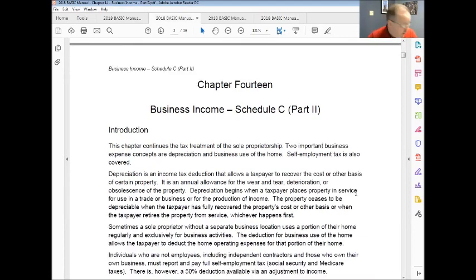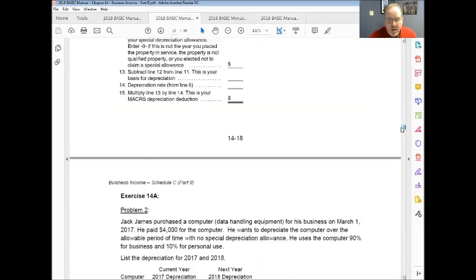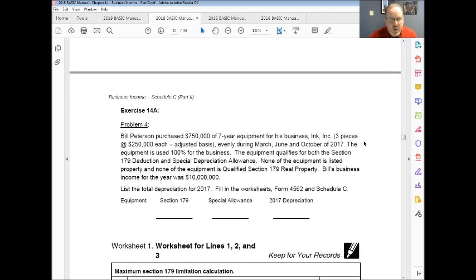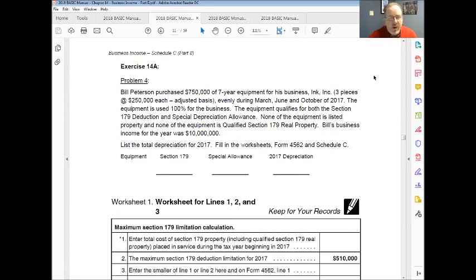Okay. The one that I'm looking at here is part of that 14A problem that we had. It starts out on page 1418, but the one I want to take a look at is the one on page 1421. This one was kind of unique because it had us do some special depreciation, and we also had a section 179 on some property that was bought by our friend here, Mr. Bill Peterson. He purchased $750,000 of 7-year equipment for his business, three pieces, which turn out to be printing presses, and they were each valued at $250,000.